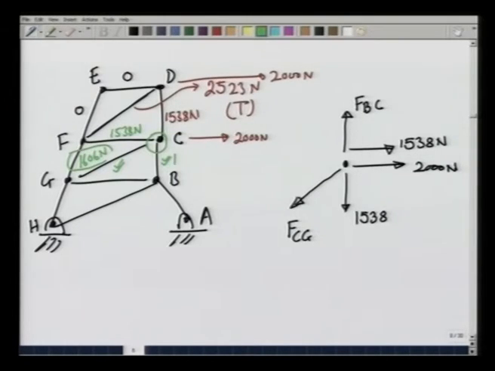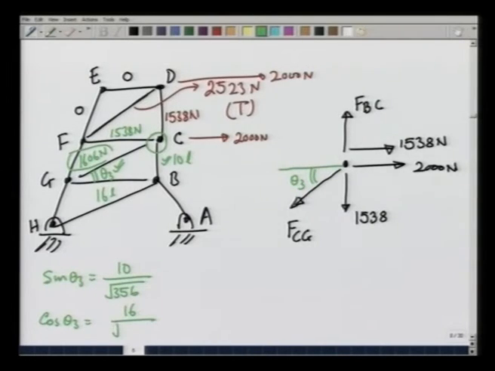Let us look at these lines. This length is 10 L, this is 16 L. So, if I look at this angle and let me call it theta 3, I am going to have Fcg acting at an angle theta 3 with sine of theta 3 equals 10 over square root of 356 and cosine of theta 3 equals 16 over square root of 356. Now, we are ready to calculate Fbc and Fgc.